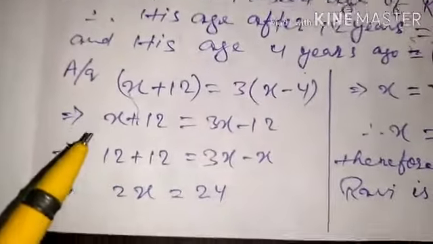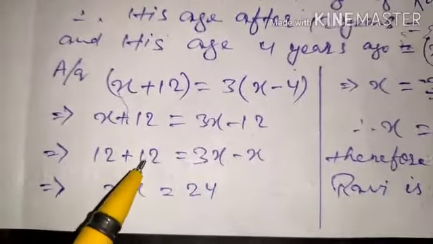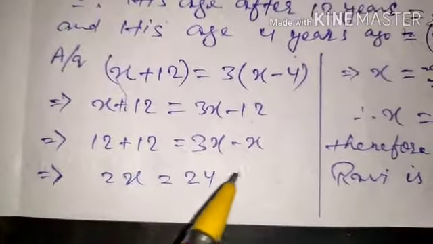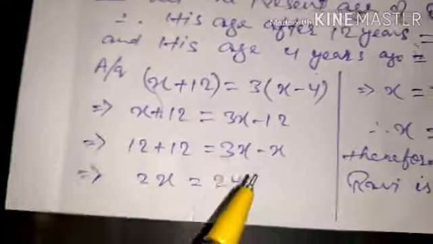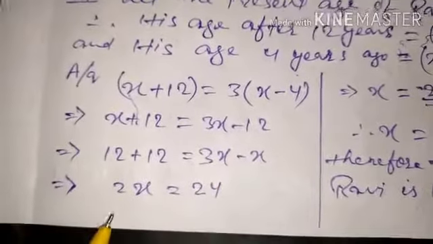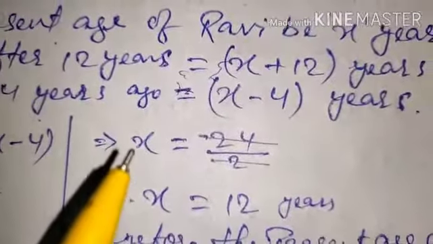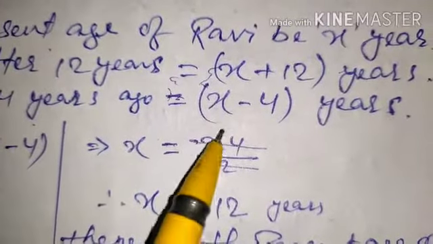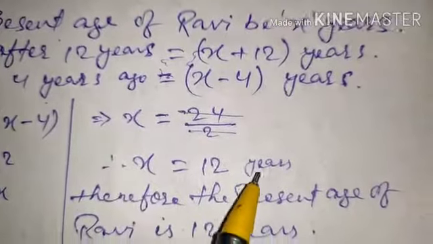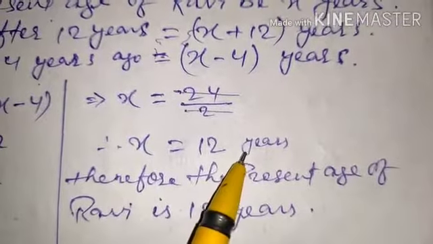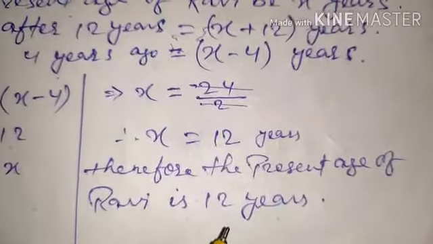Now moving on, solving the equation. x plus 12 is equal to 3x minus 12. To bring the constants together, 12 plus 12 is 24. Reversing this, 3x minus x is equal to 2x, and 12 plus 12 is equal to 24. So finally we got x is equal to 24 by 2. Therefore x is equal to 12 years. So the present age of Ravi is 12 years, and you can again verify the things.